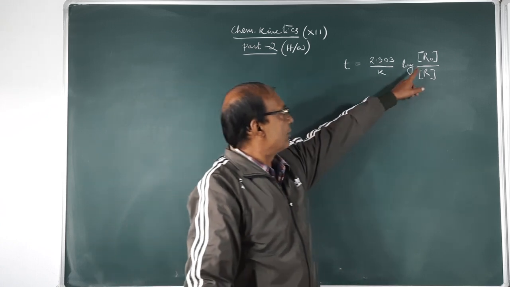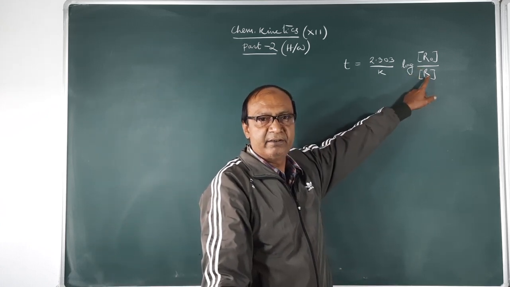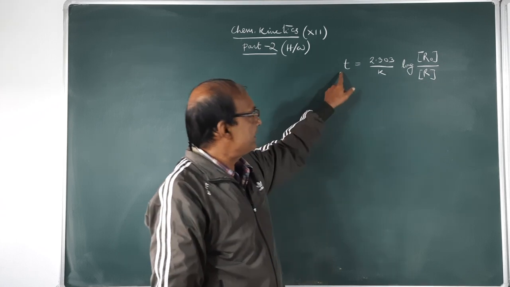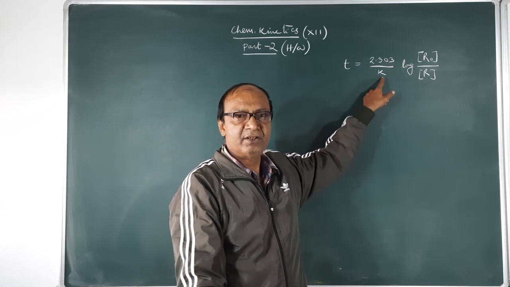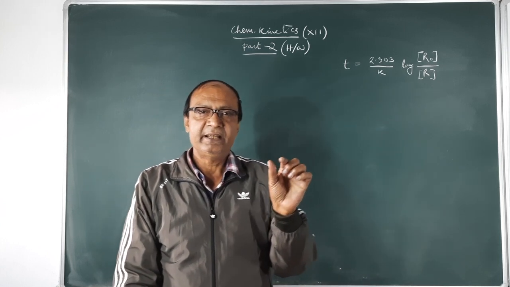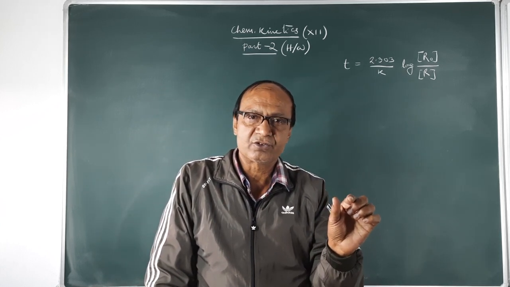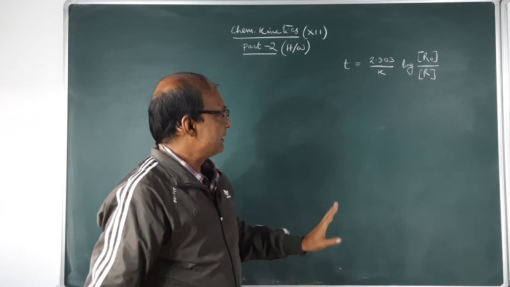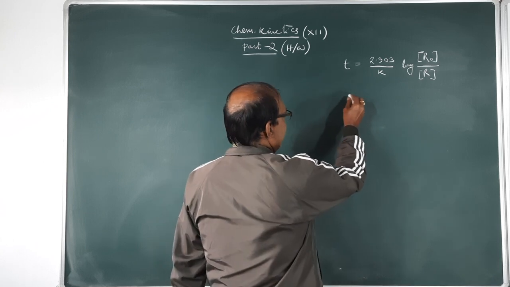You know that R naught is the initial concentration of the reactant, R is the concentration of the reactant at time t, and k is the rate constant. Okay, boys, so this is the integrated equation for a first order reaction. You can write this equation in many ways.